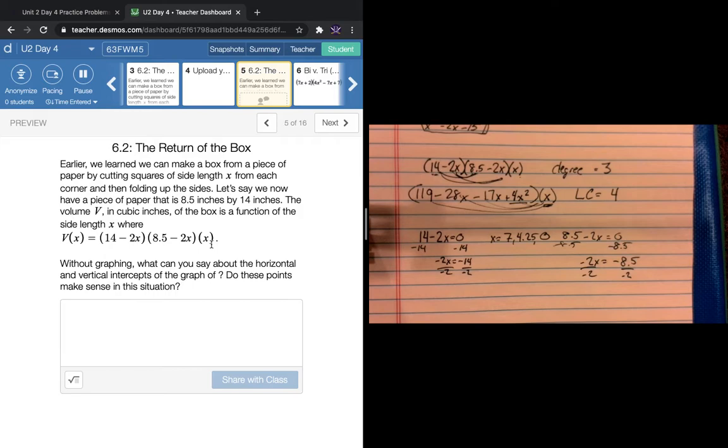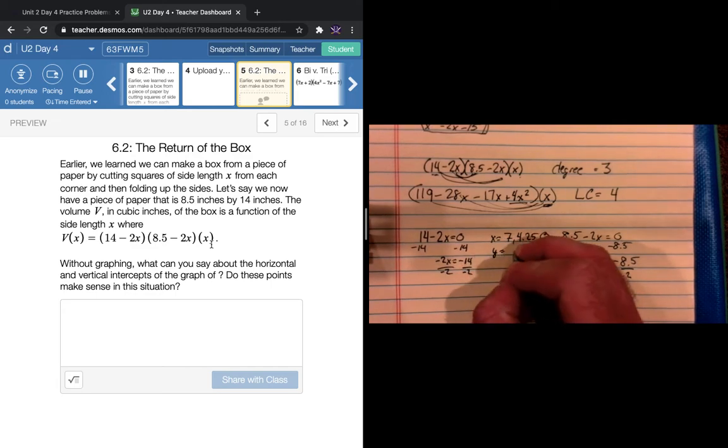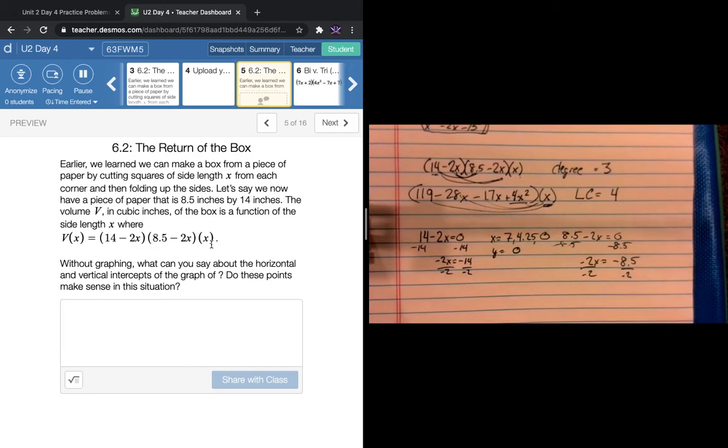Okay, your vertical intercept is going to be where you cross the y-axis. You're going to cross it at 0 because you have to make x 0. It makes it pretty easy when we have a standalone x to figure that out.